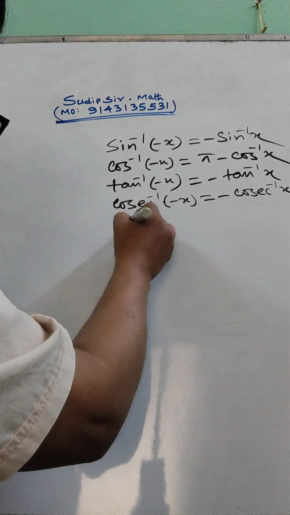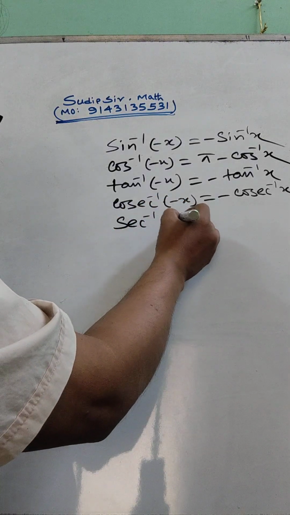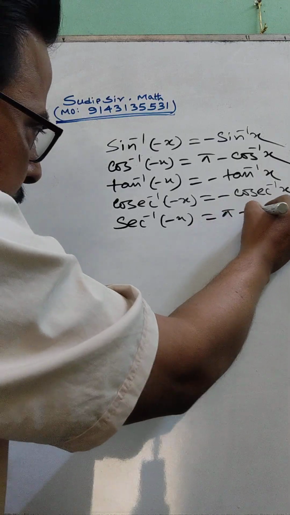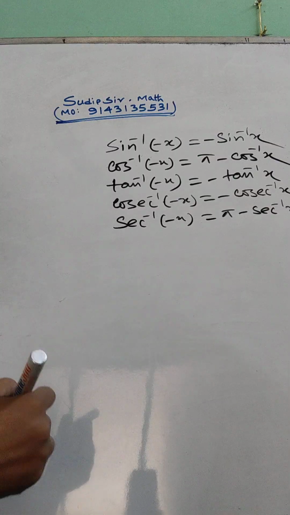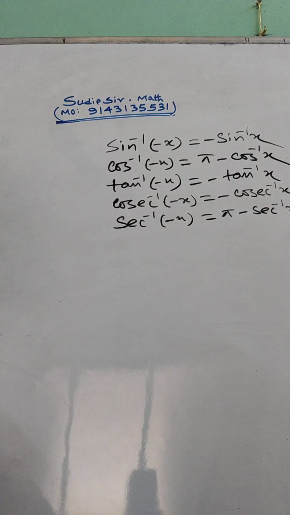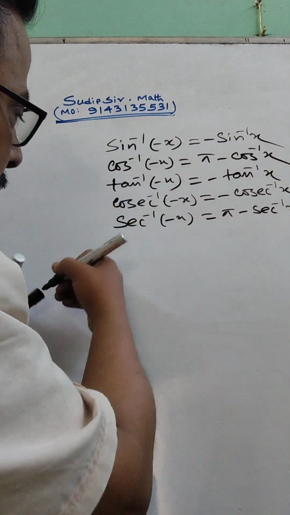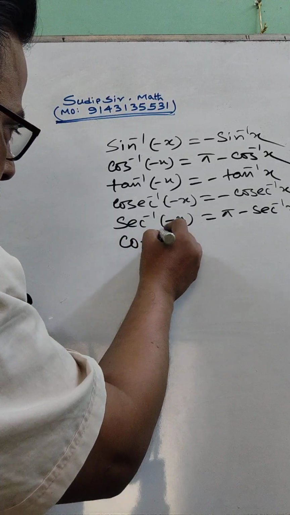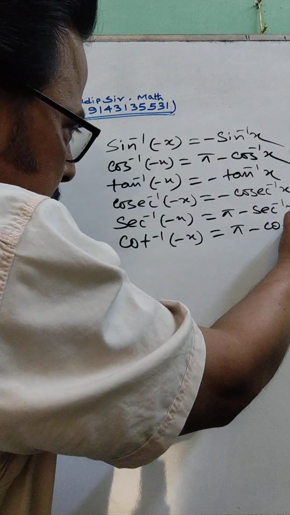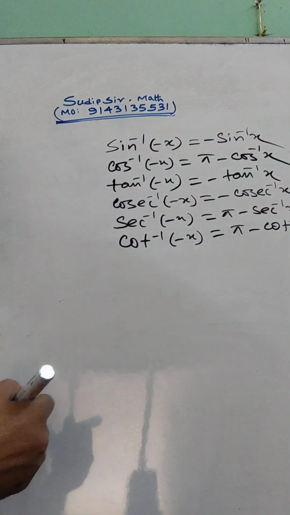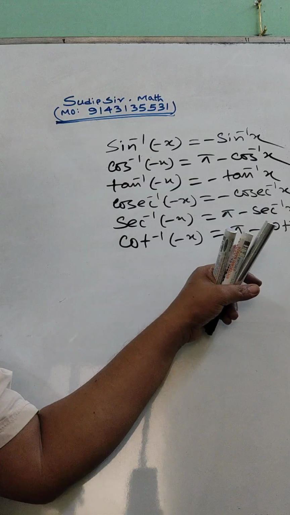Sec inverse minus x equals pi minus sec inverse x. Sec inverse minus x equals pi minus sec inverse x, and cot inverse minus x equals pi minus cot inverse x.